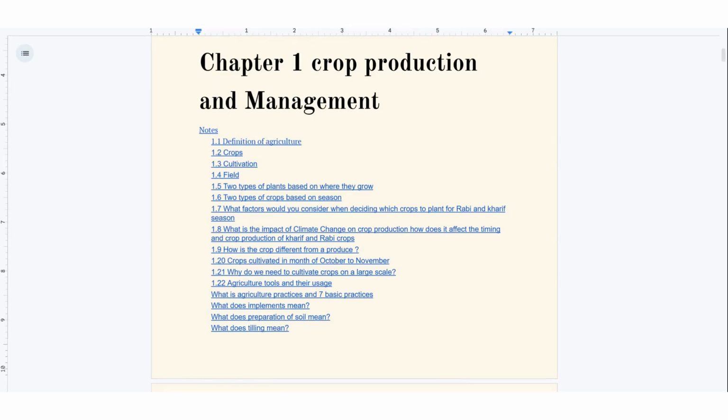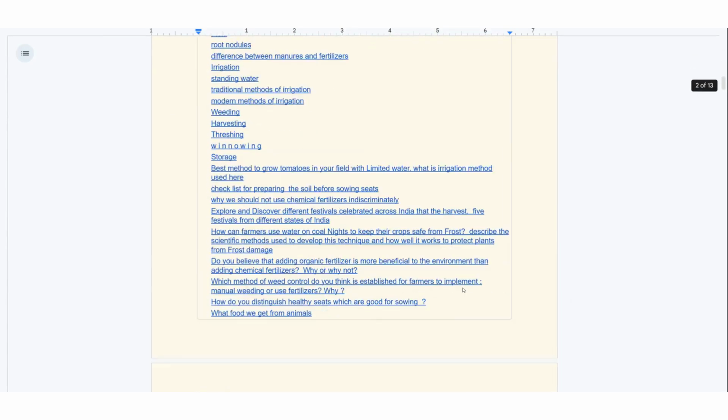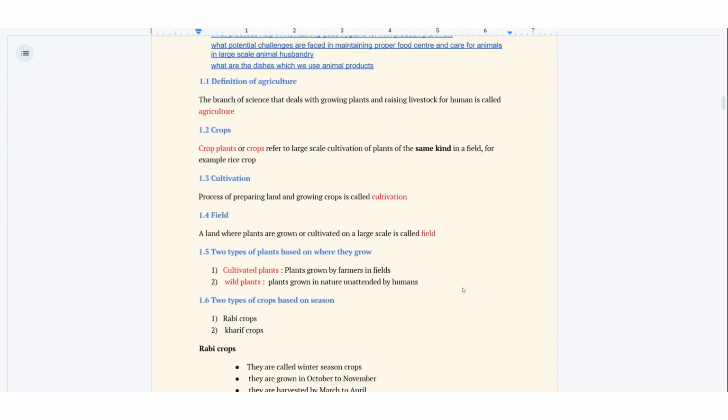Let's start with Class 8, Science Chapter 1, Crop Production and Management. So here we'll go topic wise and let's make it clear so that it's easy to understand and memorize.